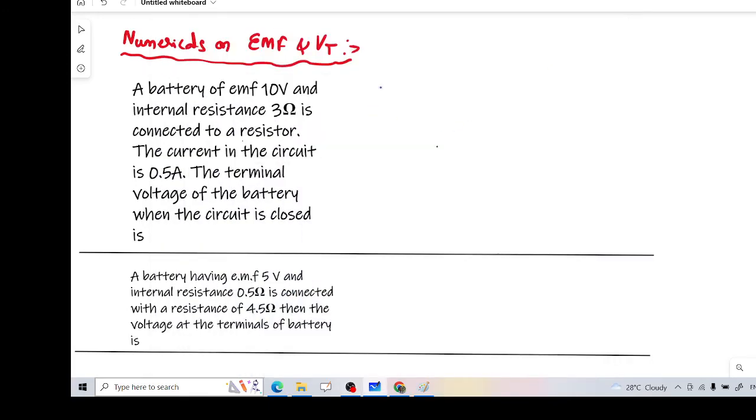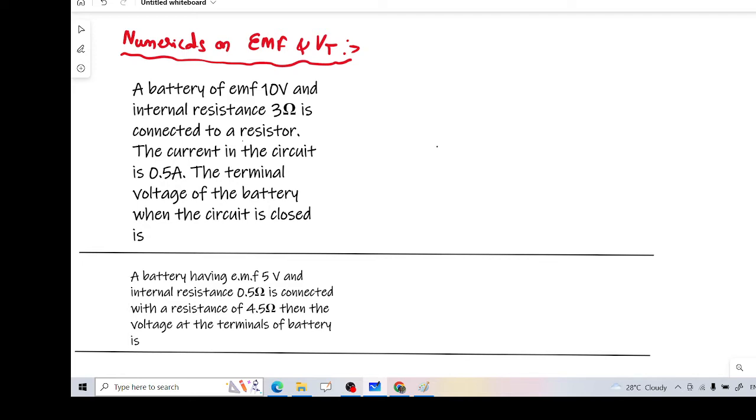Hello friends, now we are going to solve some problems related to EMF and terminal voltage. In the last video we discussed what EMF is. This is the maximum potential difference when the circuit is open, and next is the terminal voltage. This is the potential difference between the two electrodes when the circuit is closed.